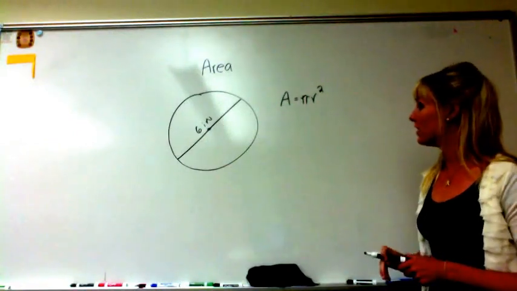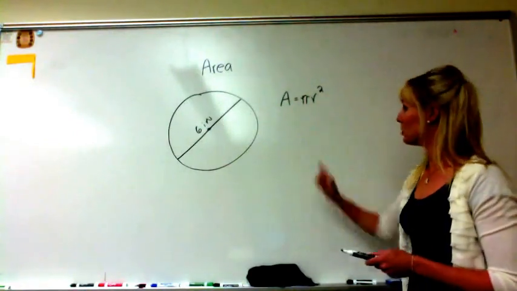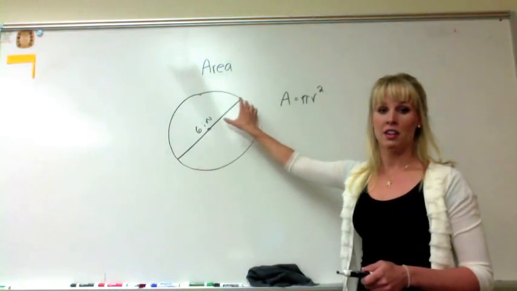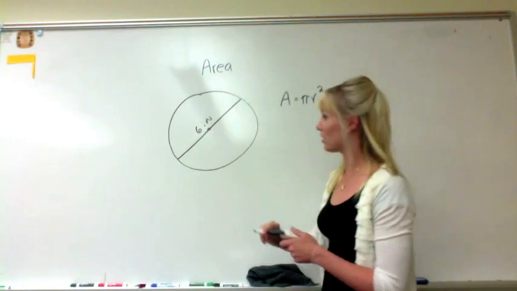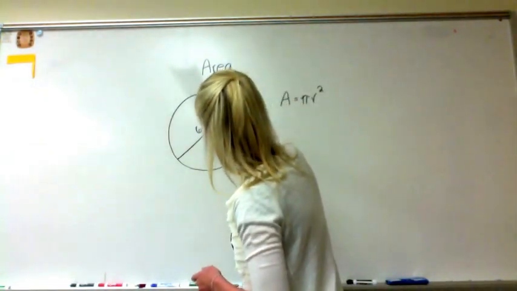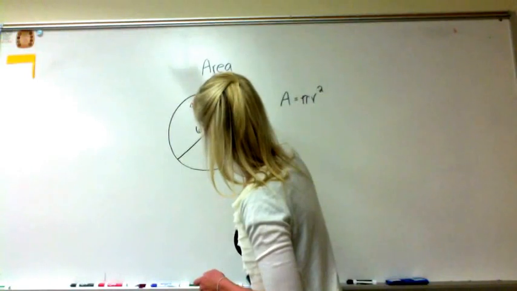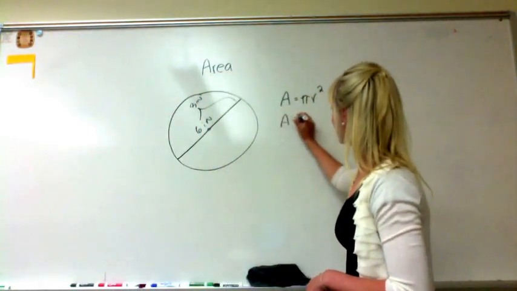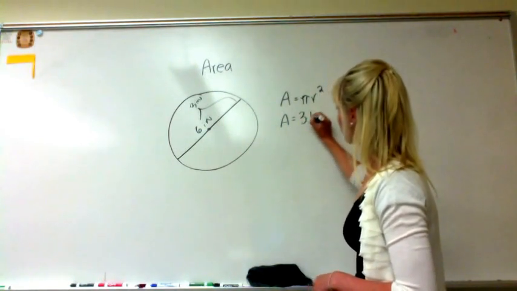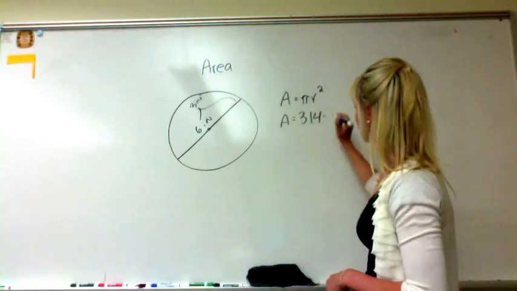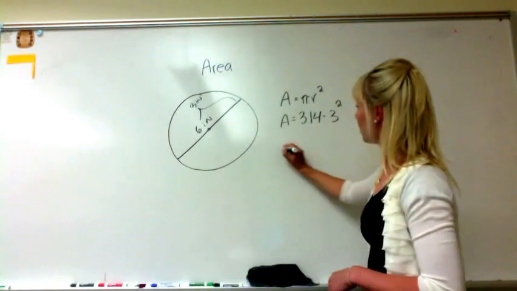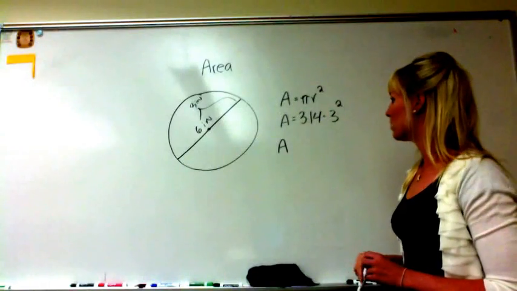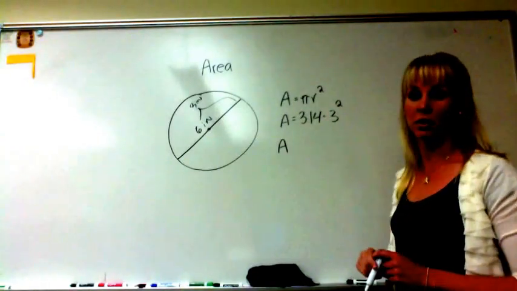So if we wanted to find the area of this shape, then we need to know the radius. Well, if the diameter is 6 inches, then half of that is the radius. So the radius is 3 inches. So now we just plug our values in. Area is equal to pi, we're going to use 3.14 times the radius squared, so that's 3 squared. The order of operations says that I do this first, and then I multiply 9 by 3.14.